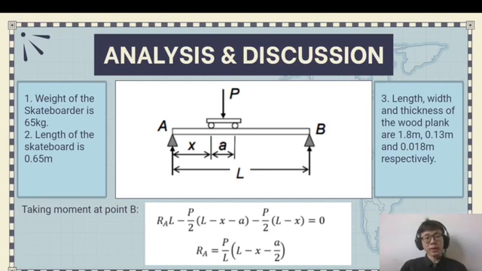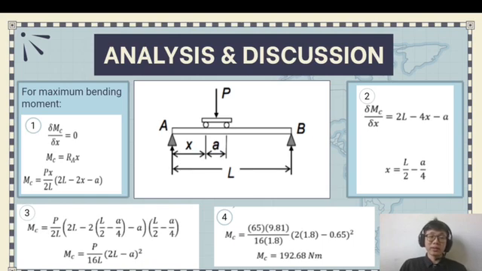By taking moment at point B, the equation for reaction force A has been determined, which is R_A equal to P/L (L minus x minus a/2). For the maximum bending moment, the equation has been determined, which is M_C equal to Px/2L (2L minus 2x minus a). Hence, the value of x has been determined, which is x equal to L/2 minus a/4.